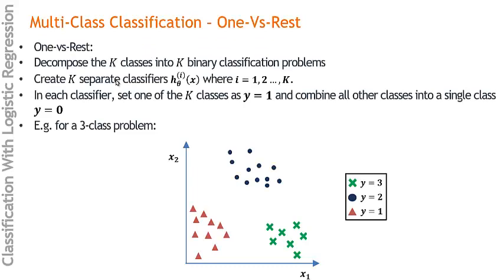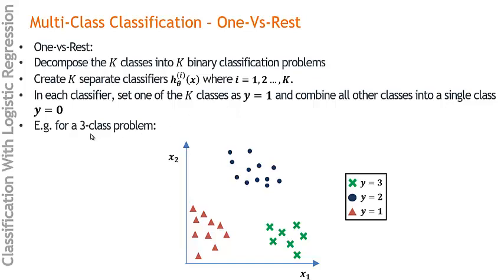So what's one versus rest mean? Here are the steps that you go through. Decompose the K classes into K binary classification problems. You're going to create K separate classifiers. In each classifier, one of the classes is chosen as y equals 1, and all the others are y equals 0.